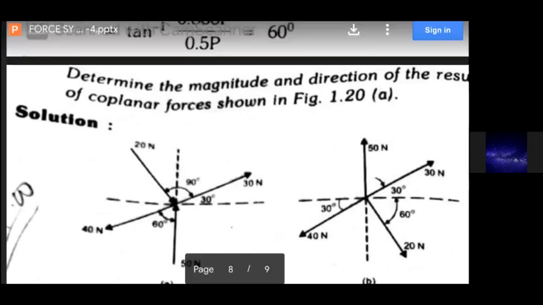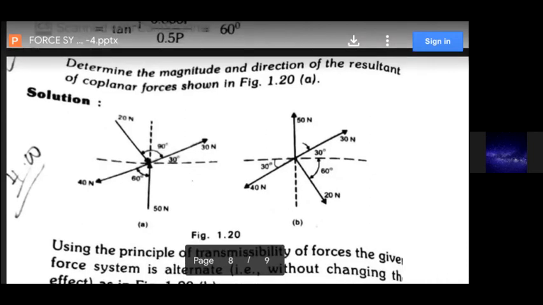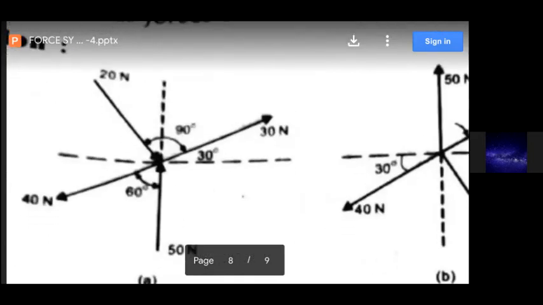So next, another important problem. We will get essay problems from this resolution method. Determine the magnitude and direction of the resultant of the coplanar force system. So here, how many forces? 4 forces are given: 30 newtons, 20 newtons, 40 newtons, and 50 newtons. Here 30 newtons makes 30 degrees with positive x. 20 newtons makes 90 degrees with 30 newtons, and 40 newtons makes 60 degrees with the 50 newtons force. And the direction, see here.